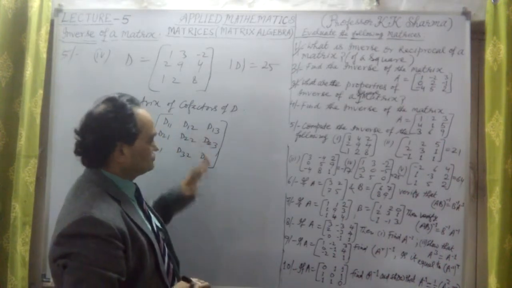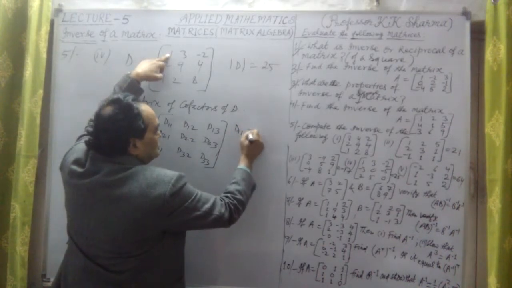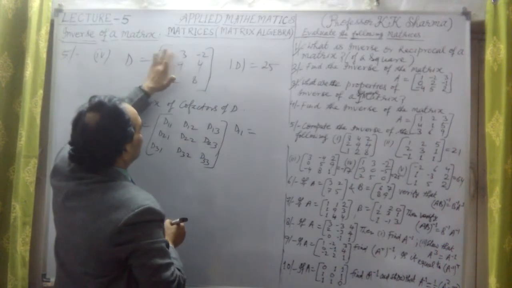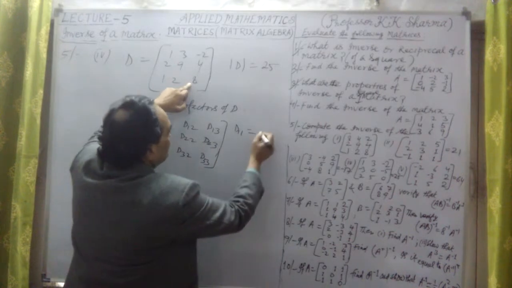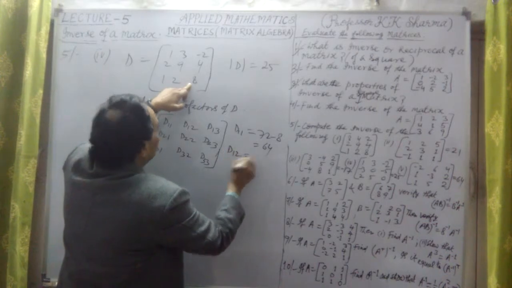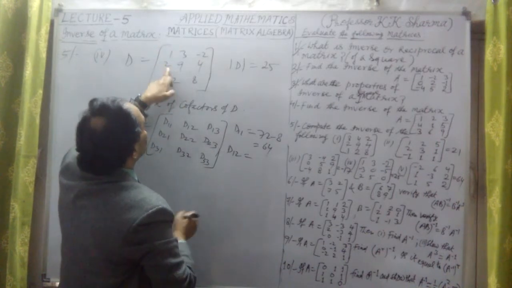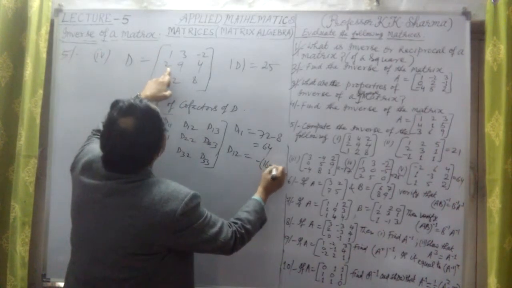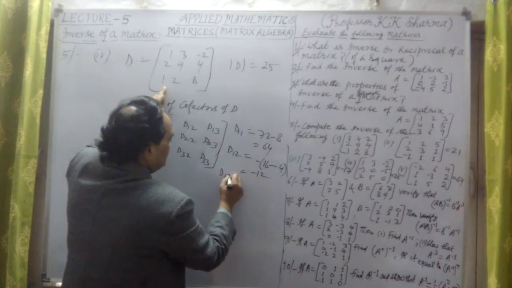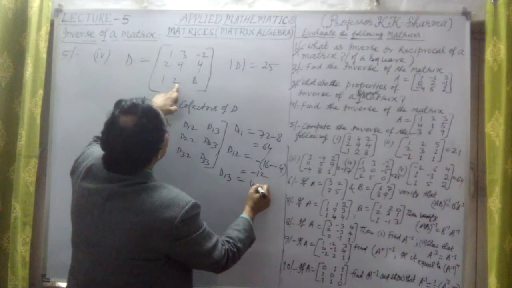Now let me calculate these values. Cofactor D11 means of 1, the row and column of this element are not considered. 9 times 8 is 72, minus 8 is 64, positive. D12 is of 3, leaving this row and column: 8 times 2 is 16, minus 4, it is minus 12. D13 of minus 2: 2 times 4 minus 9, it is minus 5.